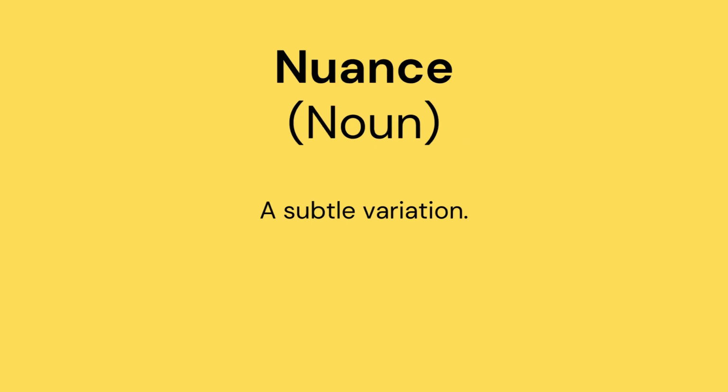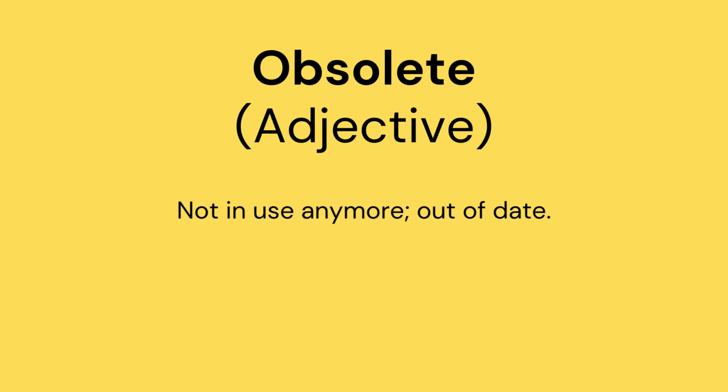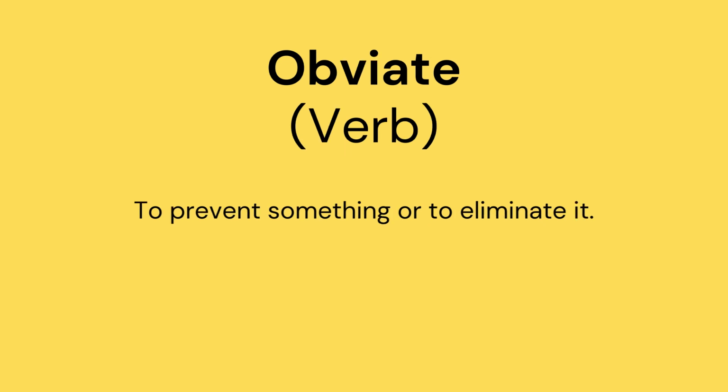Nuance is a noun, and it refers to a subtle variation. Obsolete is an adjective, and it is something that is not in use anymore, something that is out of date. Obviate is a verb, and it means to prevent something or to eliminate it.